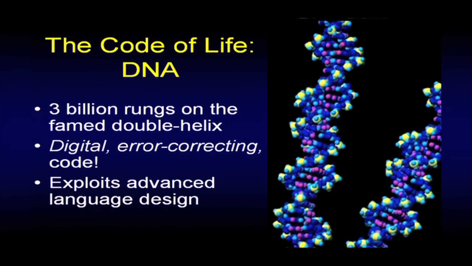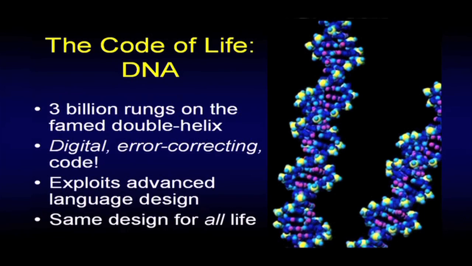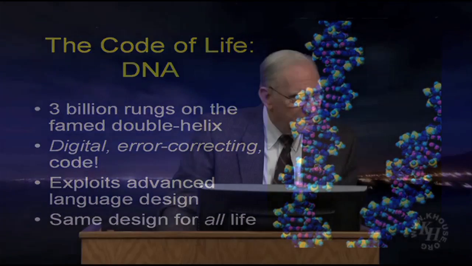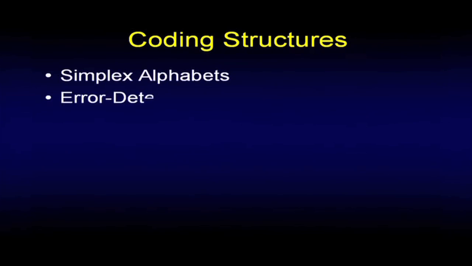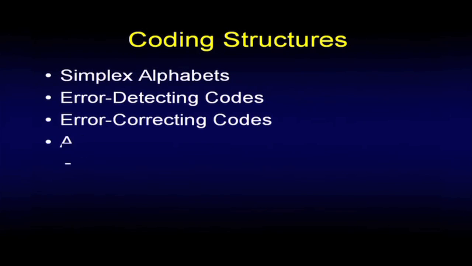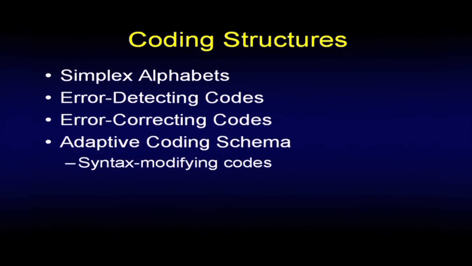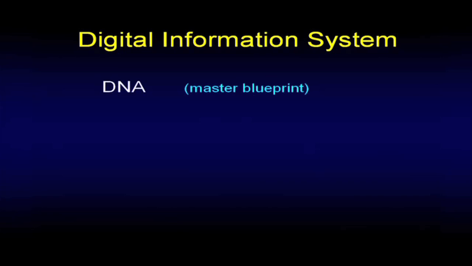It's one of the most advanced language designs possible. And it's the same design that occurs in all life. That implies whoever created us created the plants and the flowers and the animals and whatever, because they all use the same code. Wow. There are simplex alphabets, there are error detecting codes, there are error correcting codes. There's adaptive coding scheme. That's where the codes will modify themselves depending on the context. And we have all of that going on here. We have the DNA, which is the master blueprint.